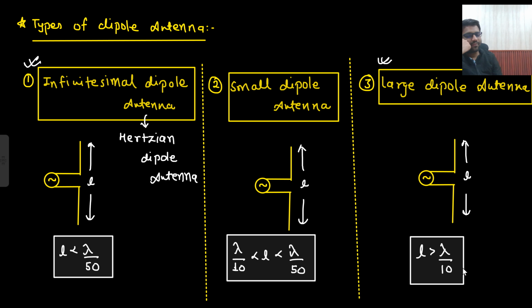What do you mean by lambda? From where would lambda be coming? So what is the frequency of this source? What is the angular frequency of this source? And from here lambda would be coming. Right? From omega what you can find? Beta. And from beta what you can find? Lambda. So lambda by 10, length should be greater than lambda by 10, between lambda by 10 to lambda by 50, and less than lambda by 50.